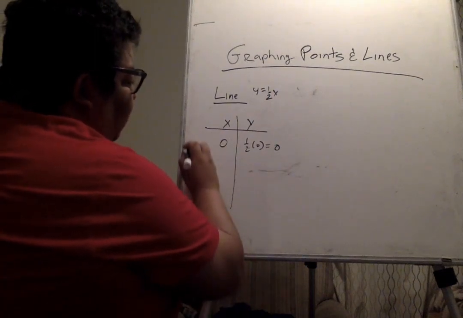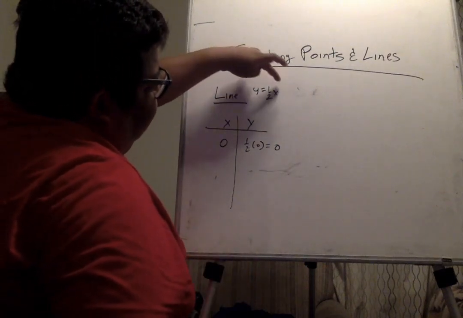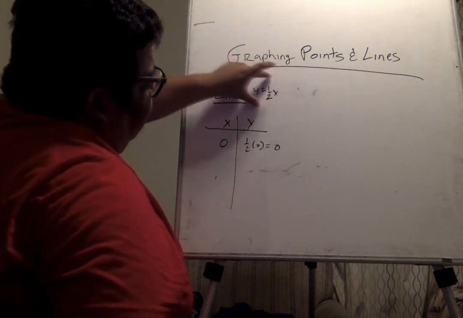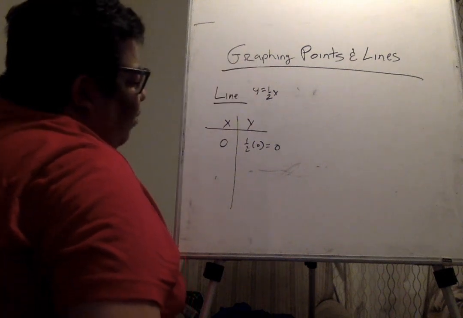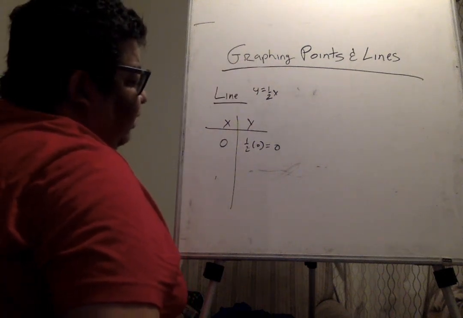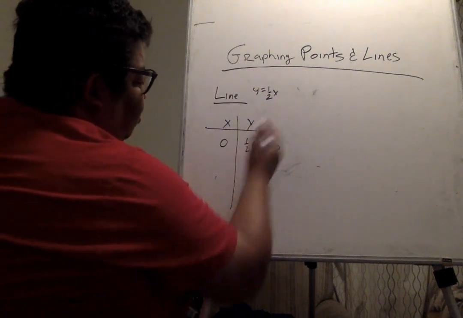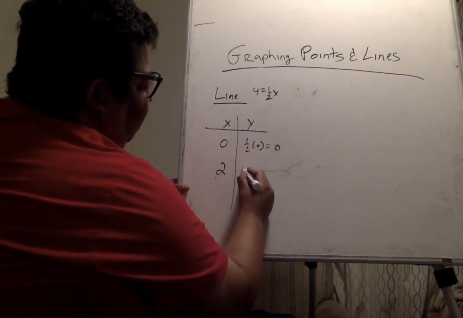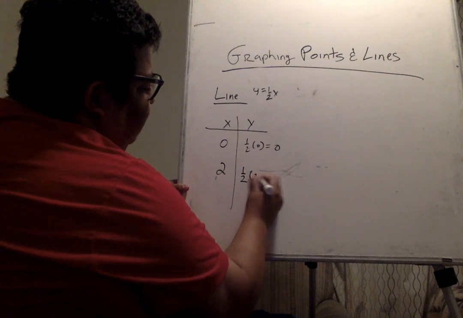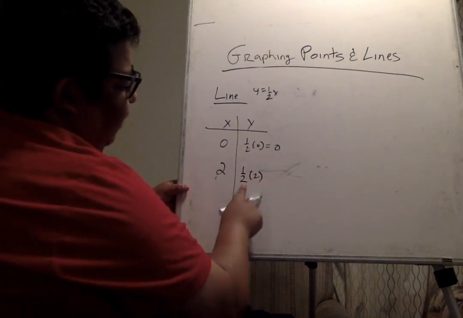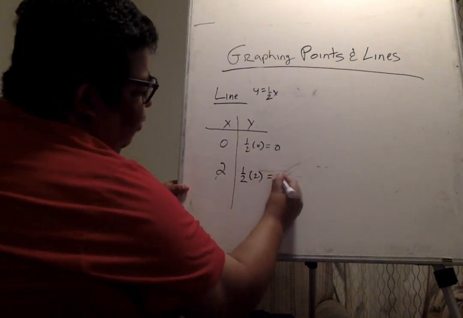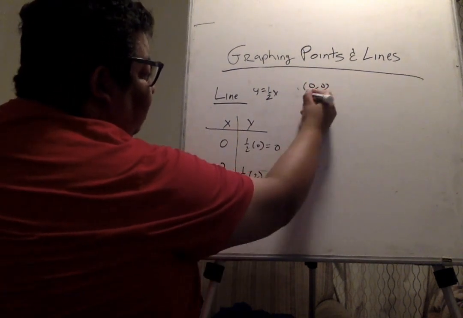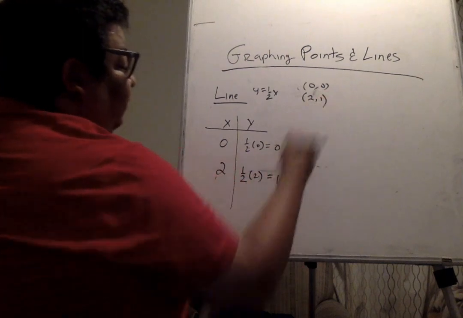So now let's choose one more. I wouldn't choose 1 because 1/2 times 1 is 1/2, is 0.5. So I don't want that. I want to work with integers. So let's choose 2, because look what happens. What is half of 2? 1/2 times 2 is 1. So we have 2 points now: 0, 0, and 2, 1.